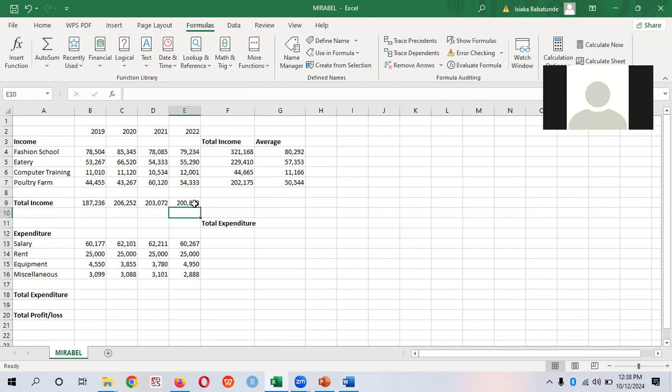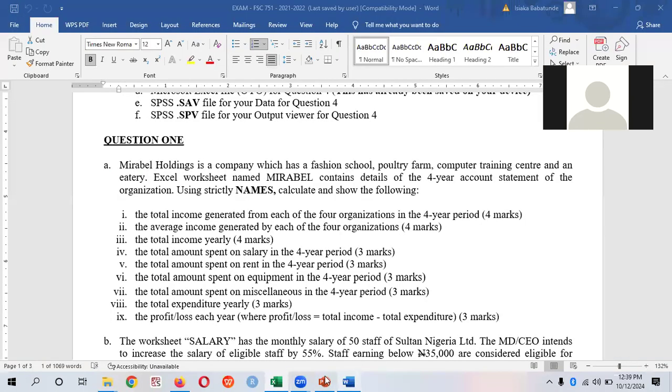With this process, we have found the amount of money generated yearly by the company. The company has 4 organizations. So in 2019, the company realized 187,000, 2020, 206,000, 2021, 203,000, 2022, 200,000. These 4 answers answer this question, total income yearly. And the next question is total amount spent on salary.